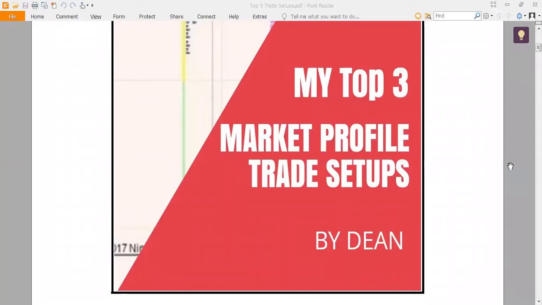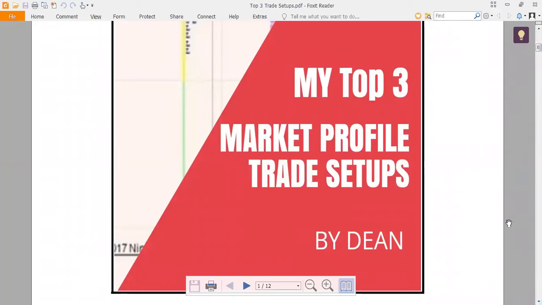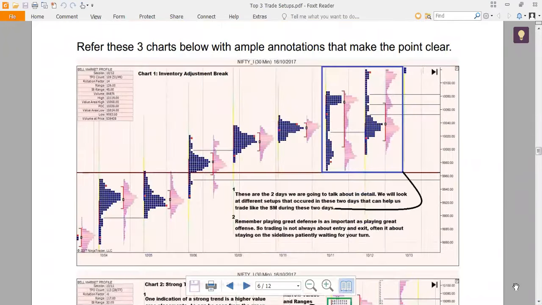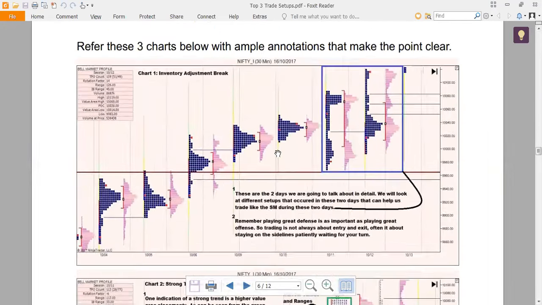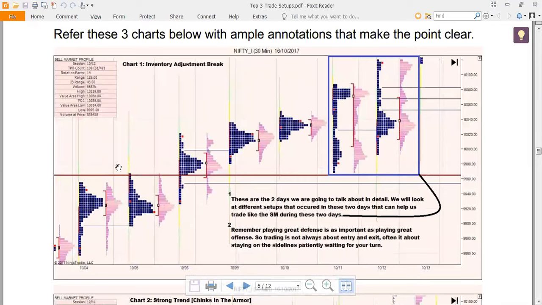So today we are going to look at the top 3 trade setups which I like to trade. So let's start by looking at this chart, and this is a profile chart for Nifty, and what is immediately obvious to you is a nice trend.